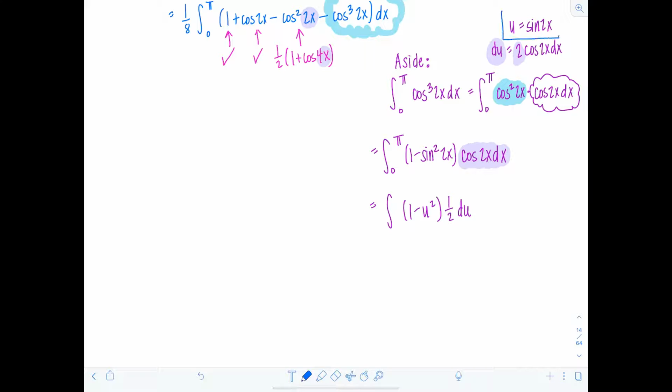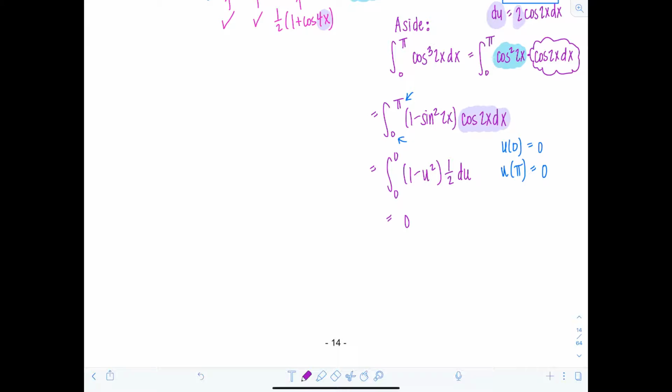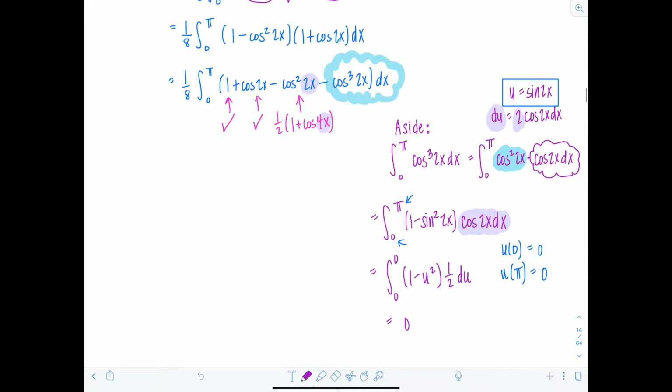And then let's see what our new limits of integration are. Remember, u was sine 2x. So u of the lower limit 0 is sine of 0, which is 0. And then u of the upper limit pi is sine of 2 pi, which is also 0. Well, wait a minute. Since the upper limit and the lower limit are the same, that means the value of this integral is 0. Cool. So then I know this last term is just 0.